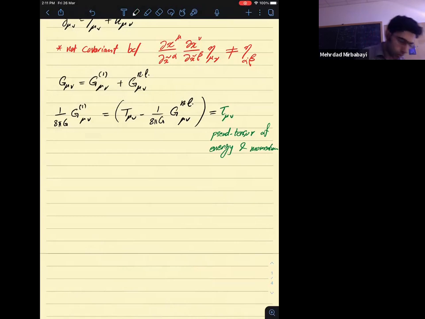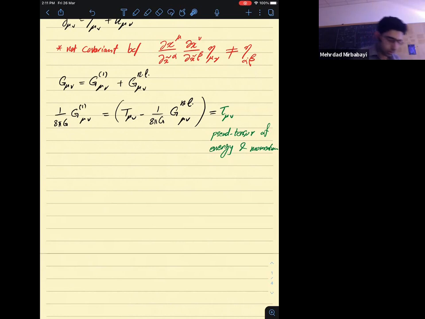So why is it called pseudo tensor? Because it's not a real tensor, because it was based on this arbitrary non-covariant decomposition of the metric. So if I do a coordinate transformation and do again the decomposition in that new coordinates, I will get something that is not related to this by the laws of transformation of tensors. That's why it's called a pseudo tensor.